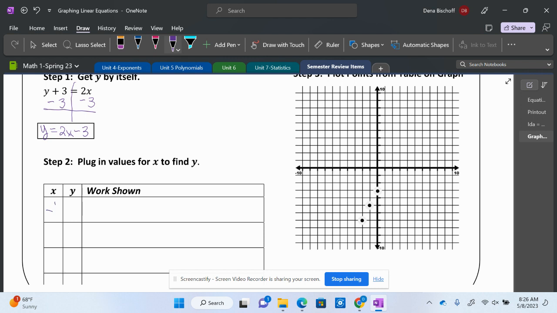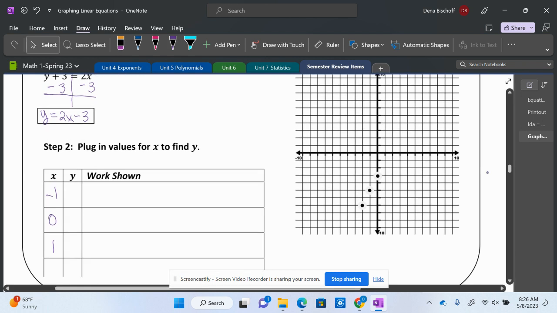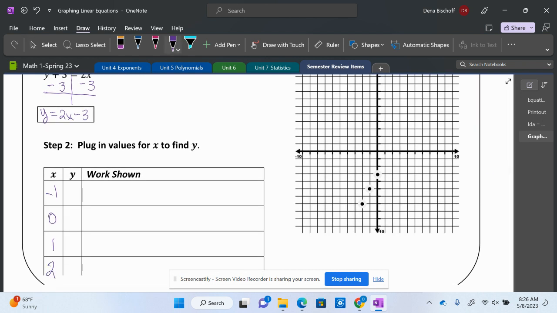So I'm going to let x equal -1, 0, 1, and 2. Those are the values I'm putting into my table. So we're going to solve for y. If I let x equal -1, I'm using this function right here: 2 times -1 minus 3. Put it into your calculator. What is 2 times -1 minus 3? It is -5. So that's the ordered pair -1, -5, plotted right there.